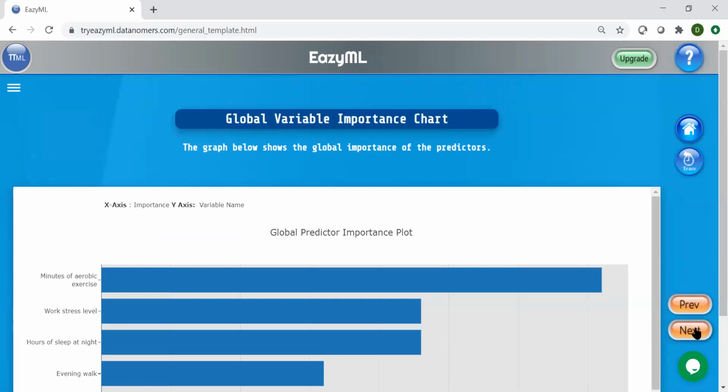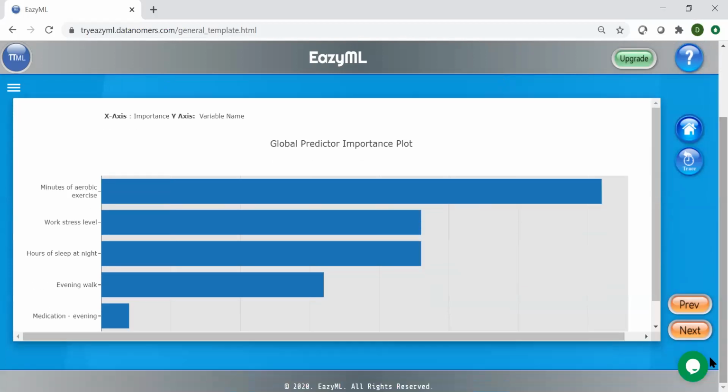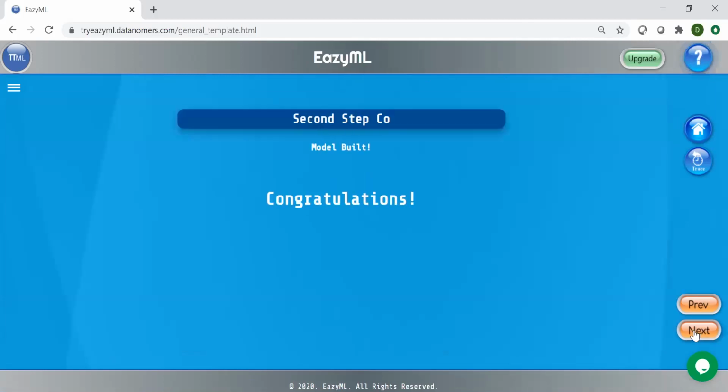Look at the key insight that it's provided here. It's actually telling you that what's most important for you is how much you exercise. That plays a very important role, 36%. Next is you better not stress yourself out, 23%. And yes, do get a good night's sleep. And of course, long evening walks help as well. And then medication, for some weird reason, is not as important for this particular person. Okay, let's keep rolling. Good insights.